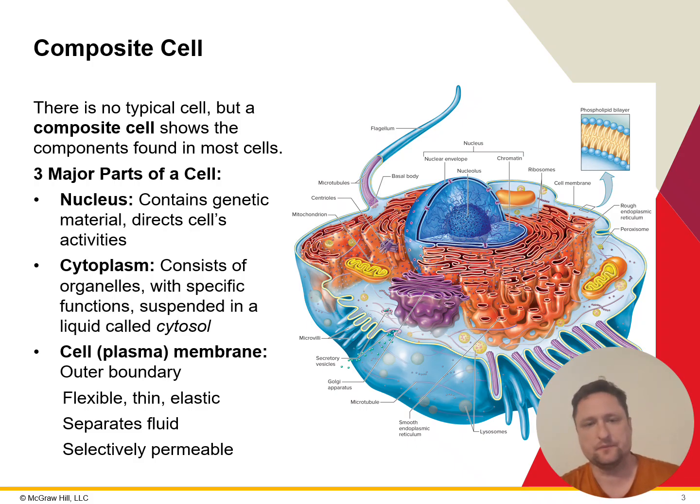And finally, the plasma membrane forms the outer boundary, maintaining structural integrity while selectively allowing substances to enter or leave the cell. This selective permeability is essential for maintaining homeostasis as it regulates nutrient uptake, waste removal, and communication with other cells.